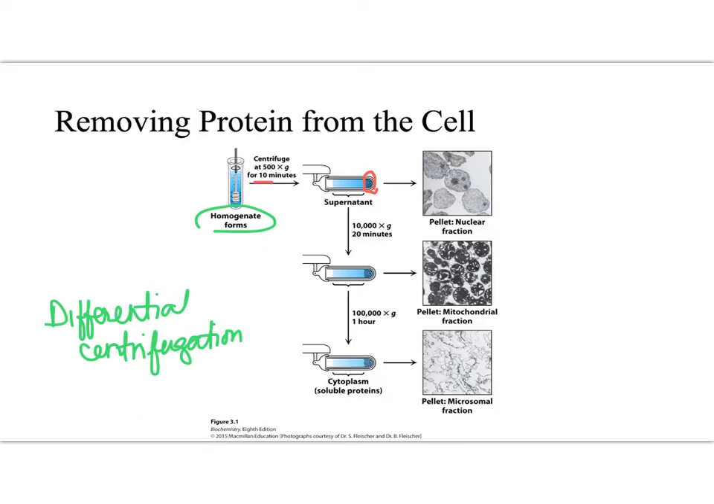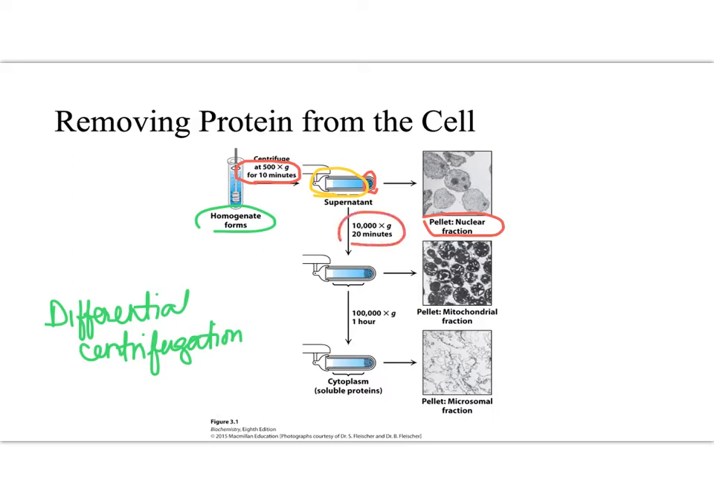Here we're looking at the speed at which we're allowing this centrifugation process to occur. Initially, what comes out is the nuclear fraction. That first pellet is the nuclear fraction, so we know that doesn't have the protein of interest. What we do is take the supernatant, which is the liquid above that pellet, put that into a new tube and centrifuge it again, this time at higher speeds.